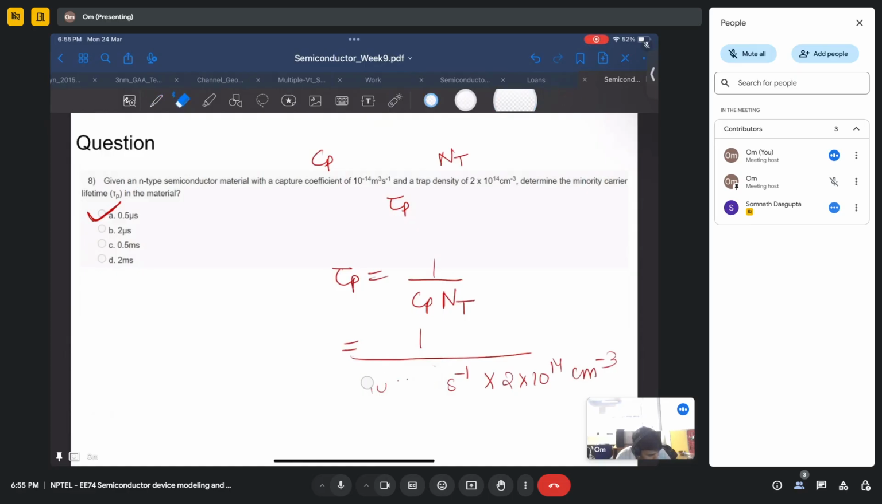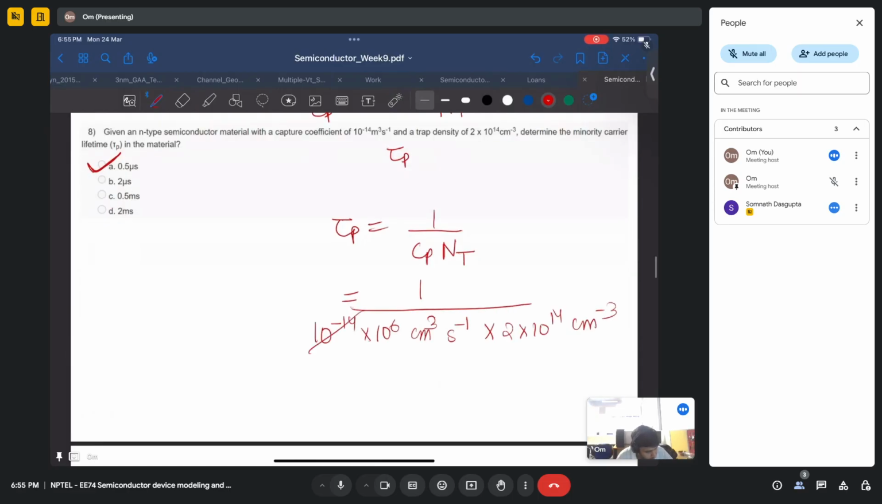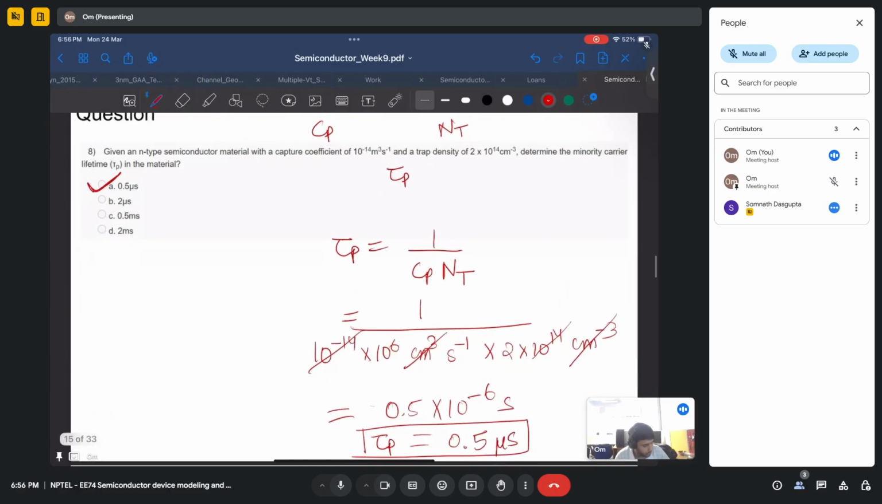I can write this as 10 to power minus 14 into 10 to power 6 centimeter cube. Now this 10 to power 14 and 10 to power minus 14 can cancel, and centimeter cube and per centimeter cube will also cancel. What this gives me is 0.5 into 10 to power minus 6 second, which is 0.5 microsecond. This is option A.